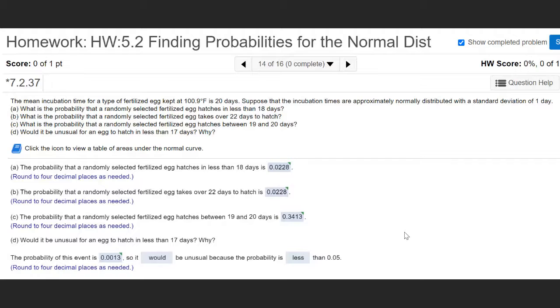So you see that we already did the answer to part A is correct. The answer to part B, it says the probability that it hatches in over 22 days is also 0.0228. And then the between answer is 0.3413. And then on the D part, you have to find the probability and decide if it was unusual. And obviously it says it will be unusual because the probability is less than 0.05.